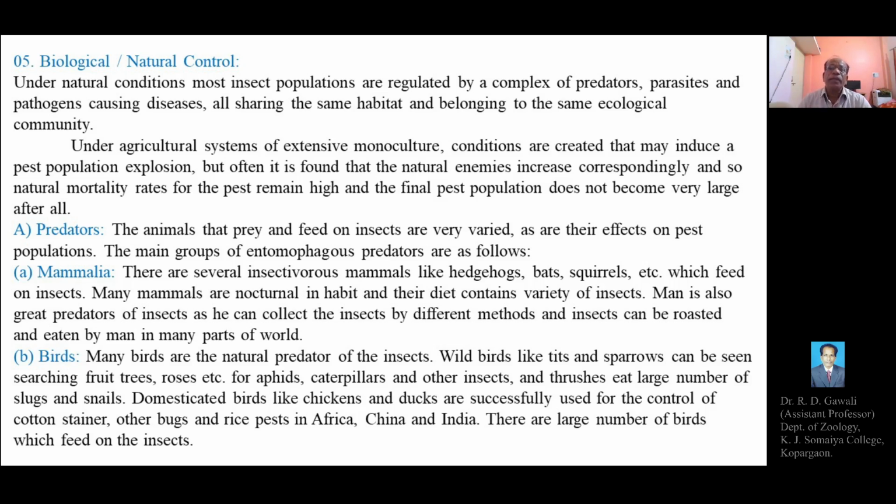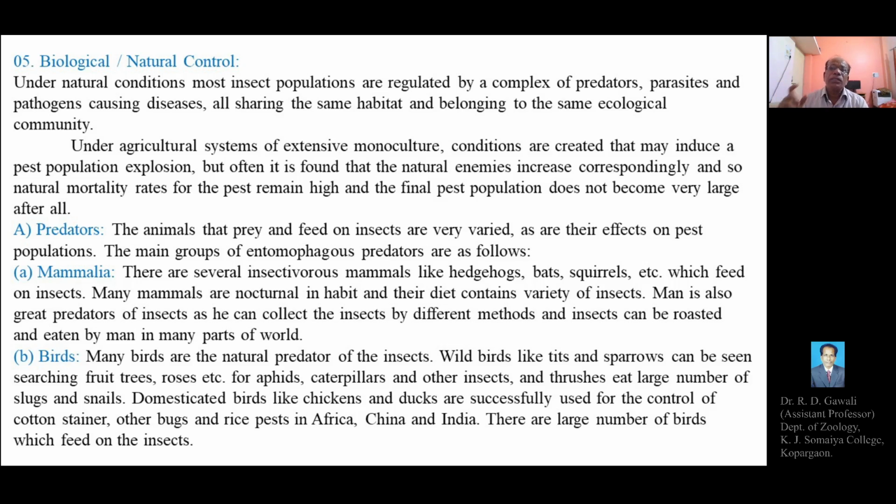species of the natural enemies of the different types of pest, which are using or predating upon the different types of pest, ultimately help in controlling or suppressing the pest population. So this is a natural control method, but intentionally we can adopt the biological control measure.